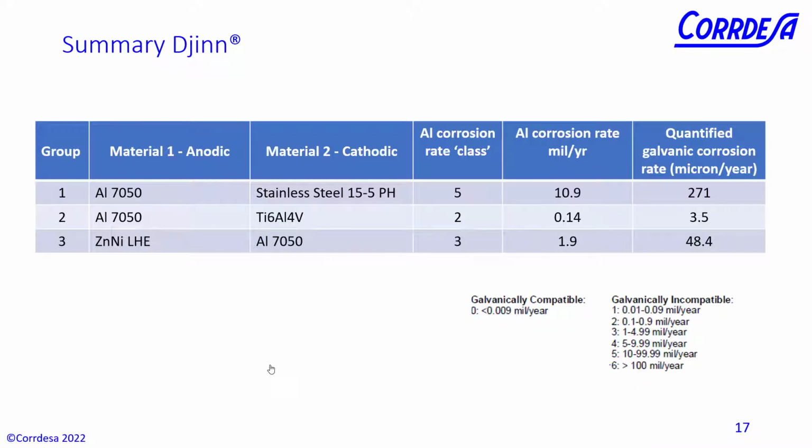Okay, so that was very quick. Basically what I did was I pulled up 3 groups of pairs. We had the aluminum, 7050. I checked it with 15.5 pH fasteners, for example, or bushing, whatever the fixture system might be. And I checked it with titanium. When I went with the titanium, it moved from 271 microns a year of galvanic corrosion to only about 3. Then I switched it and looked at zinc nickel, and now the zinc nickel was anodic, the aluminum was protected cathodically, and so here's the zinc nickel corroding.